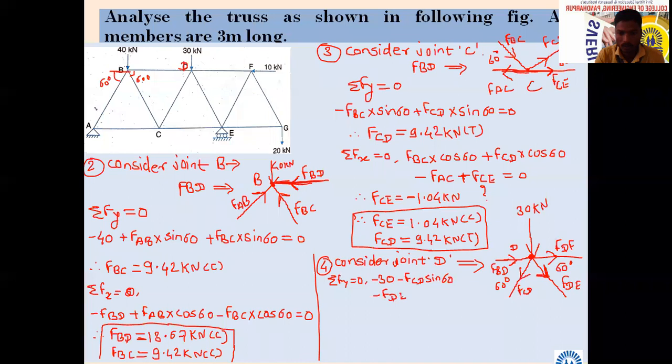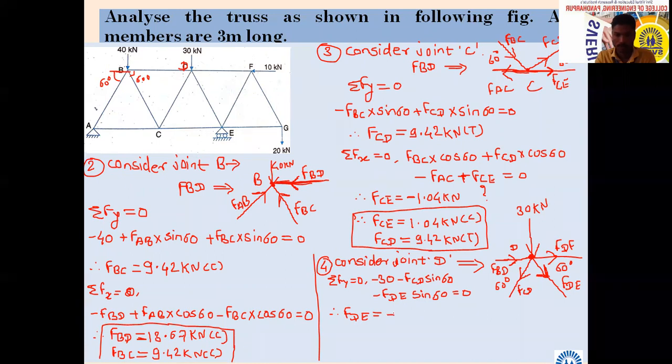Minus FDE sin 60 equal to 0. From this you can calculate FDE. Be careful while calculating and tell me the answer. FDE sin 60 you can take to the other side, it will become plus. Calculate the remaining left-hand side terms as they are and divide by sin 60. Is it coming positive or negative? According to me, it will come negative. So the answer FDE should be negative.